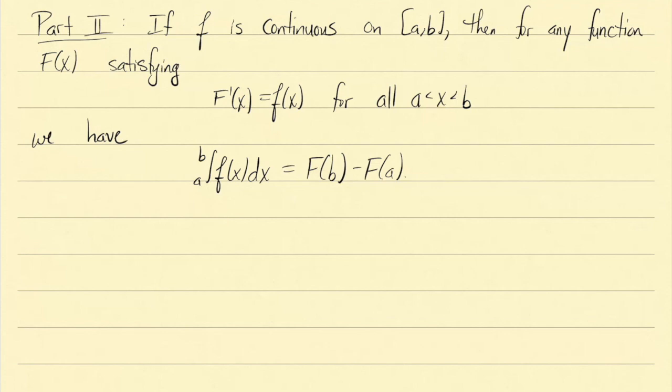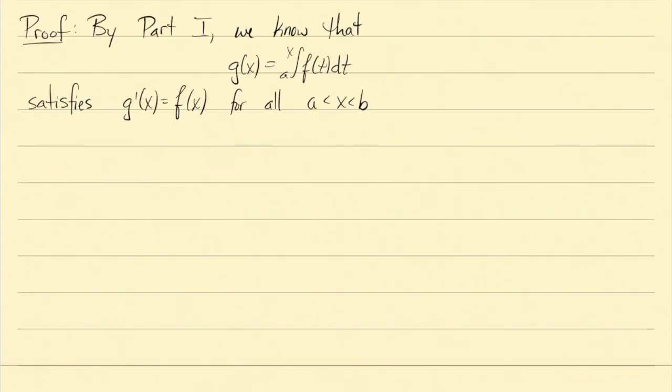So we're going to do the proof for part 2. So first of all, by part 1, we already have a function which satisfies the conclusion of part 2. The function g, which is defined by integrating f from a to x, has its derivative equal to f. So we can check that when we plug b into g and a into g, we'll simply get the integral from a to b of f.